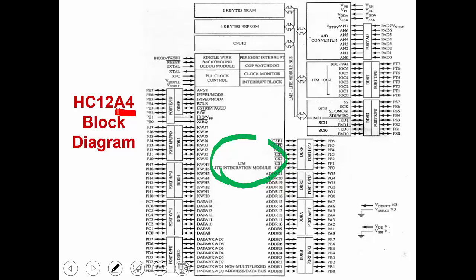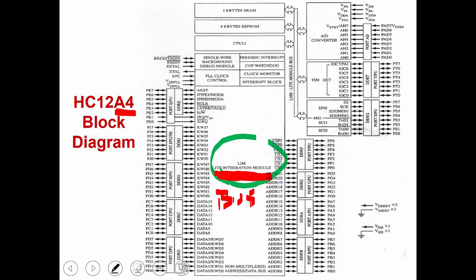So here it shows the 68HC12 A4 version, and how the block diagram looks. It's pretty much something like this. We see the main module right here is the LIM, the integration bus module. You see all components are connected into this module. This one shows pretty much like a bus.